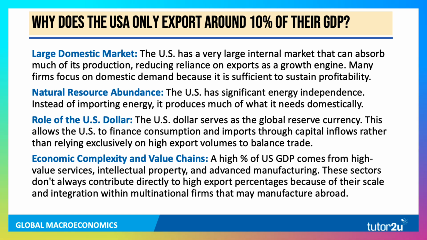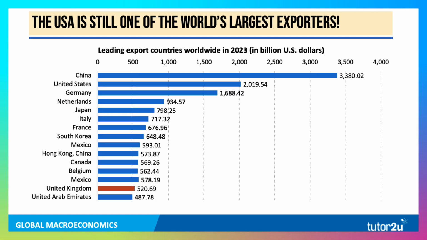And something to do with the complexity of the economy. The United States has a highly complex economic infrastructure and ecosystem. A high percentage of their GDP comes from high-value services, intellectual property or IP, and advanced manufacturing. And these sectors don't always add a lot to export percentages because of their scale and integration within multinational firms that actually manufacture overseas. For example, US firms based in Ireland do exports to the European Union.